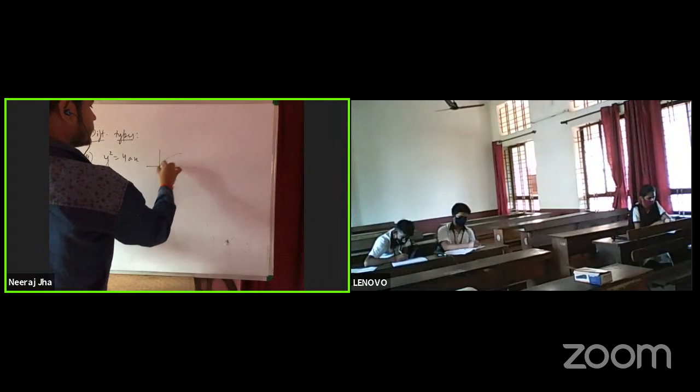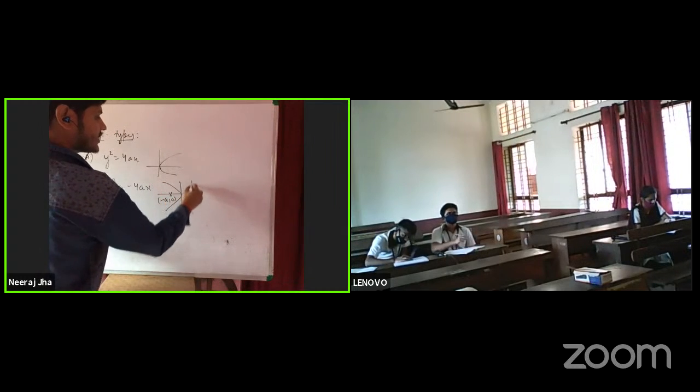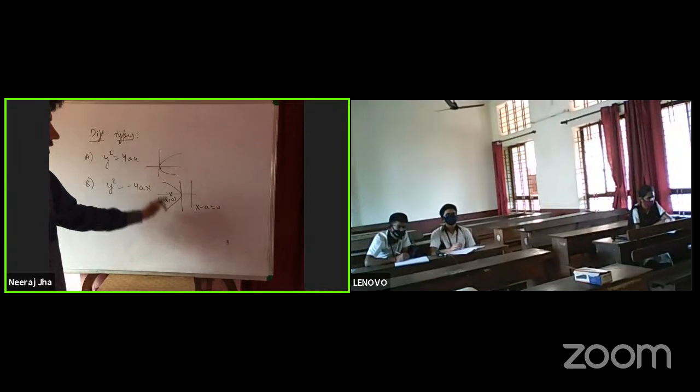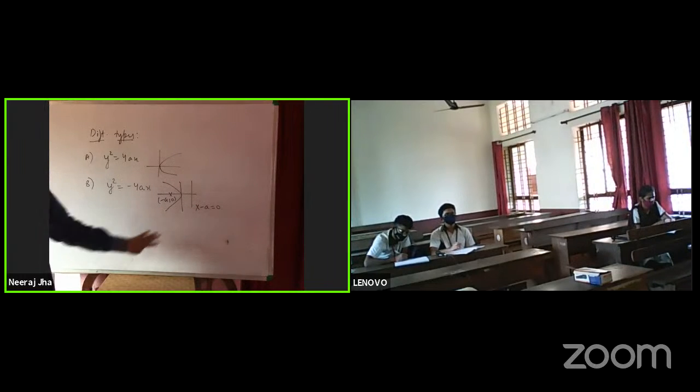So the first type is y square is equal to 4ax, which we have drawn. Next, the second type, b, is y square is equal to minus 4ax, taking a as positive. Its mouth will be like this. For this, the focus will be minus a comma 0, and the directrix will be capital X minus a is equal to 0. The other things will change, so you need not worry. Whatever follows from the standard equation, you can put over here.